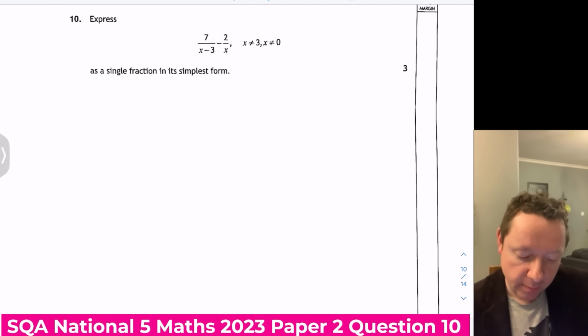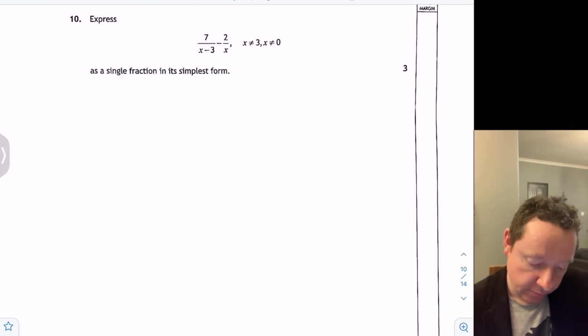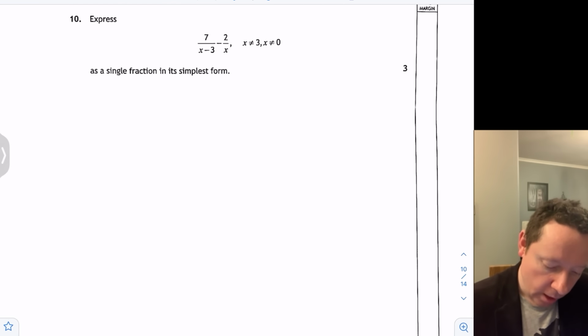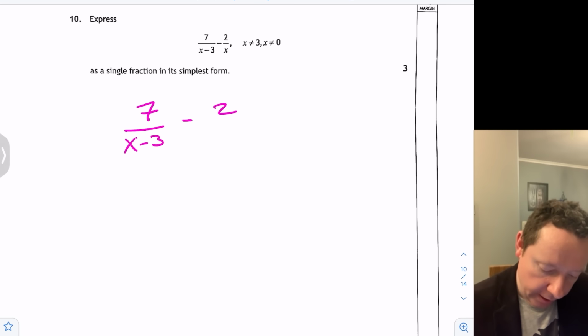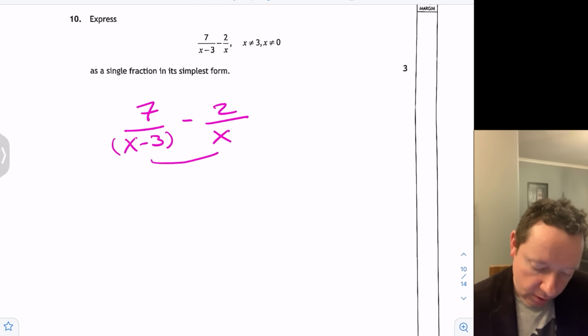SQA National 5 Maths 2023 Paper 2 Question 10. Express 7 over x minus 3 minus 2 over x as a fraction in simplest form. So 7 over x minus 3 minus 2 over x. I'll put brackets around that. Common denominator means we times these together.